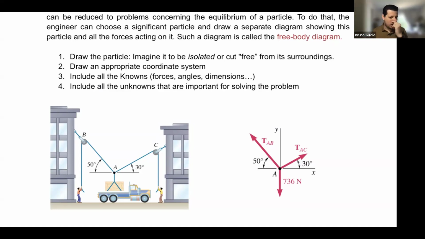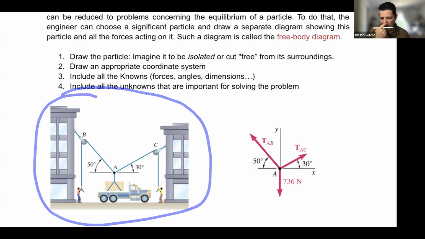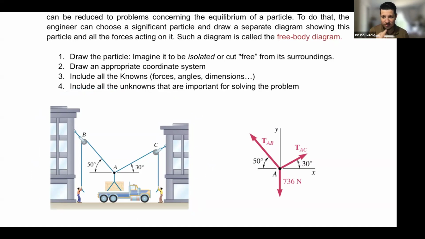Now, how can I solve this problem? Well, let's draw a free body diagram, because right now we may get confused about how things are going. So for example, first step, draw the particle. Imagine it isolated or cut free from its surroundings. The particle is right here, where those cables are meeting together. How can we draw the particle? Well, just draw point A, right here. That's the particle, the point where the forces are acting.